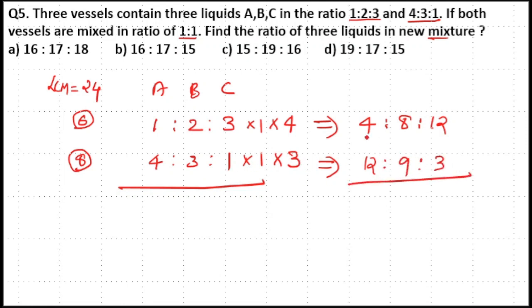Now you can check the parts are equal. 12 plus 8, 20. 20 plus 4, 24. Here 12 plus 3, 15, 15 plus 9, 24. So both the parts are equal. Now you can add the ratios together. That is 12 plus 4, 16. 8 plus 9, 17. 12 plus 3, 15. So 16 is to 17 is to 15. Option B is your answer.